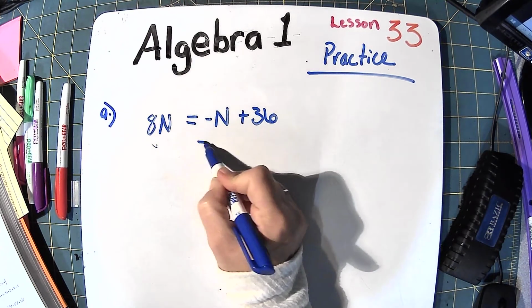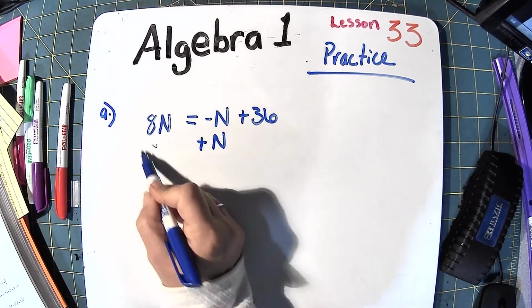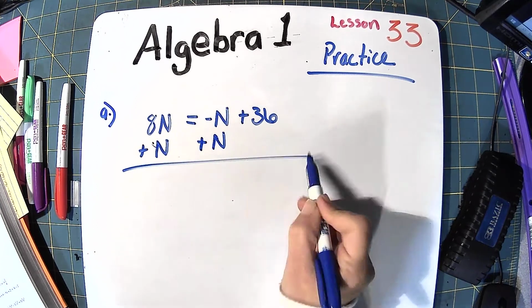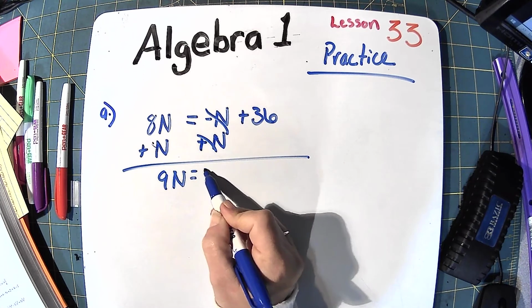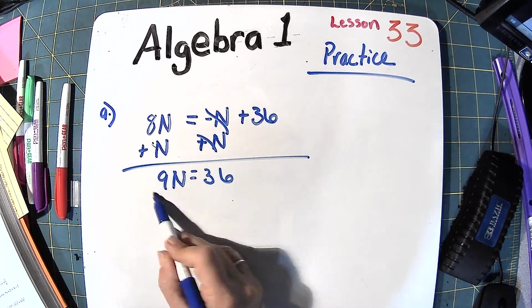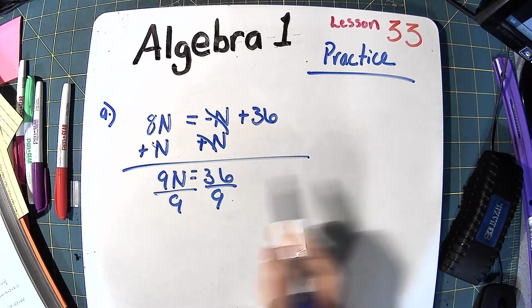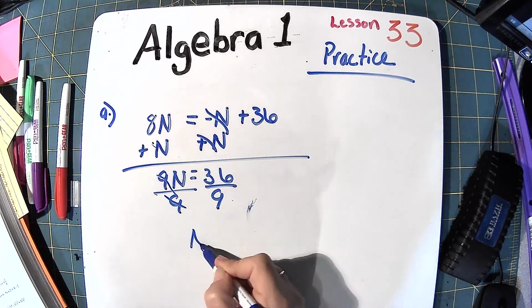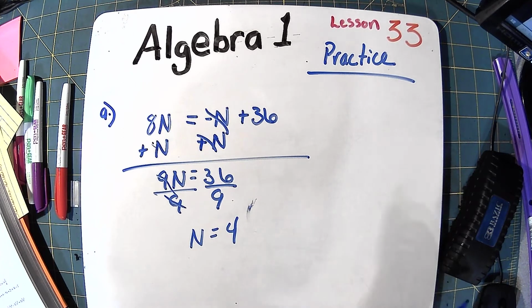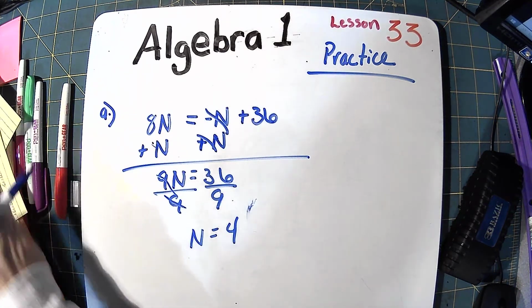Alright, now I'm going to add n on both sides. Cancel. That'll be 9n equals 36. And then I'm going to divide by 9, and I get n equals 4. 9 times 4 is 36. So that one's 4.